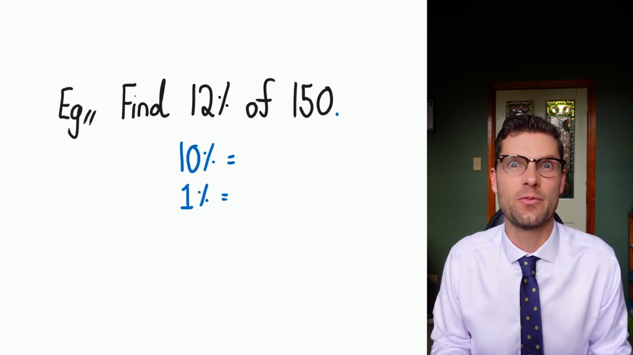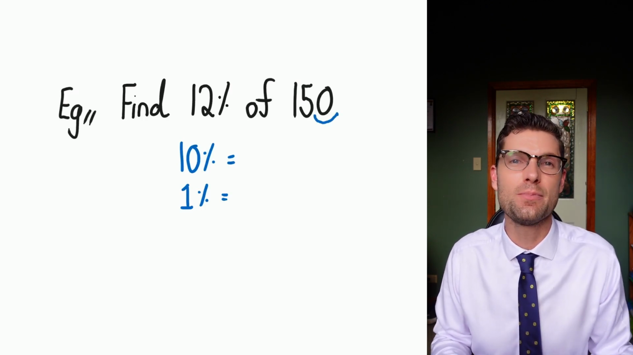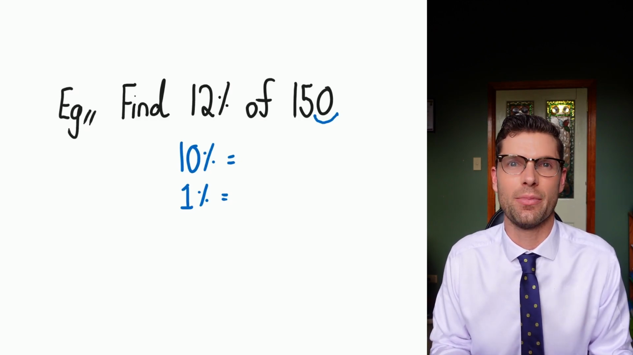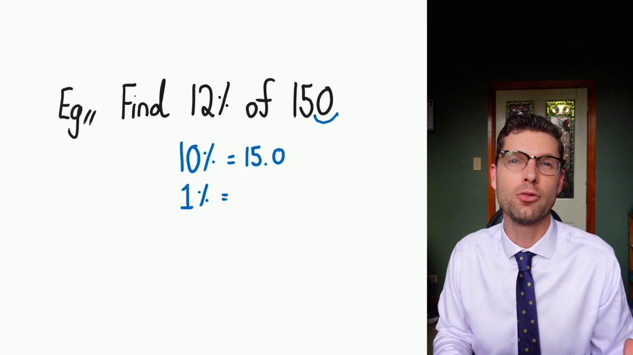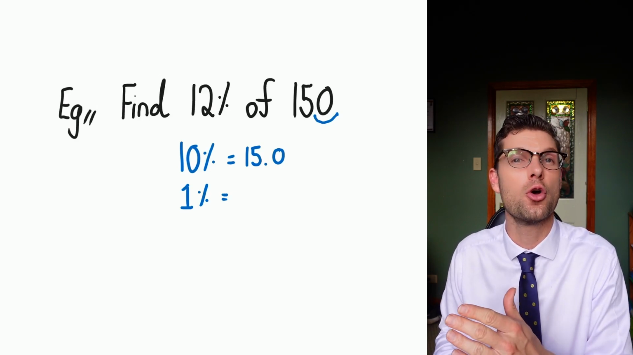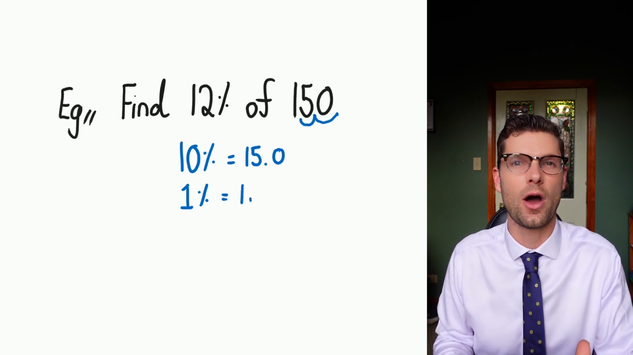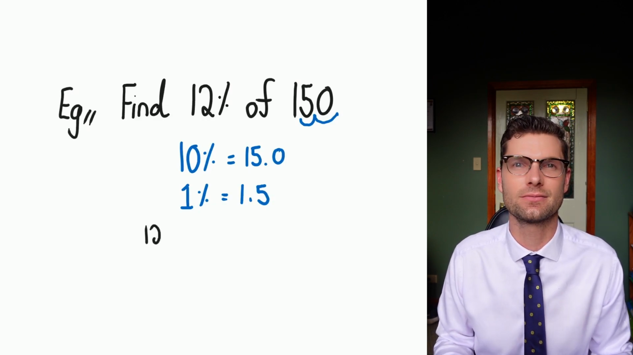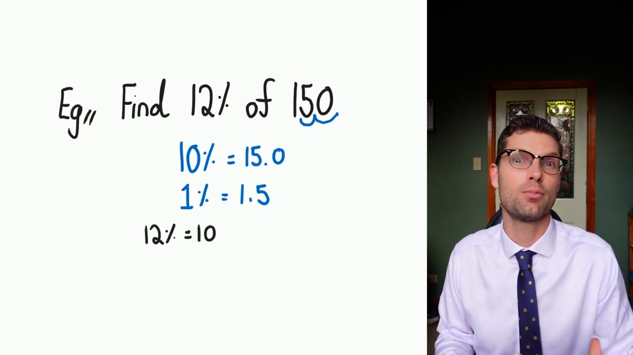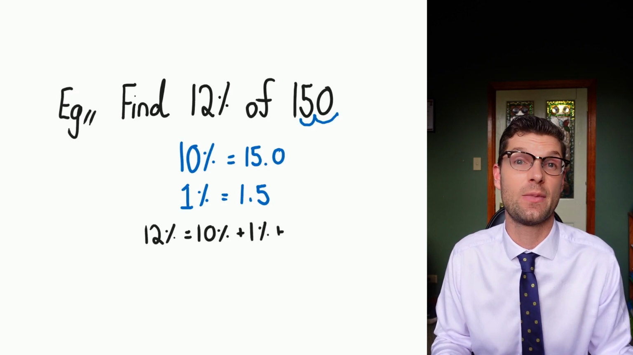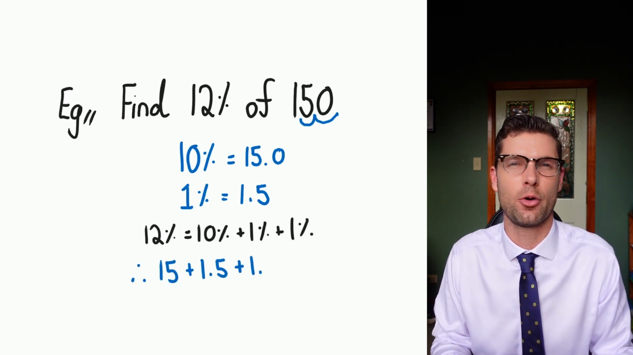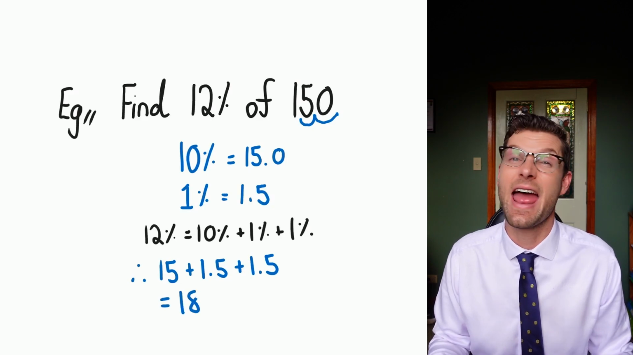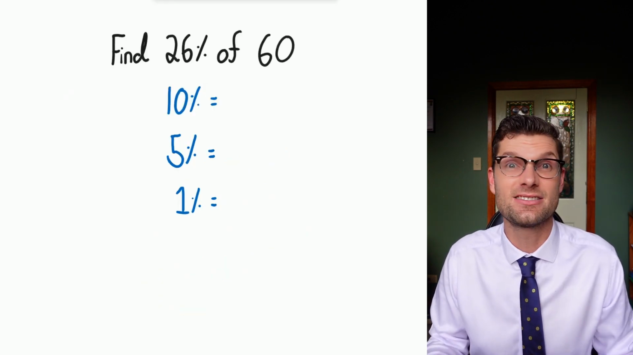So if I'm looking for 12% of 150, the 10% is just the 1 decimal jump. That's equal to 15. That's 10% of the value. But if I'm looking for 1%, I've got to go not just once, but twice, which is equal to 1.5. So that means 10% plus 1% plus 1% would give me the 12% value. And that's the 15 plus 1.5 plus 1.5, which is equal to 18. And that's my final answer. And that is just the major skill.